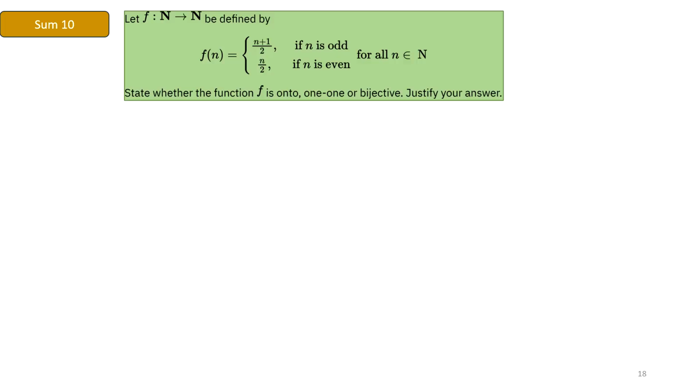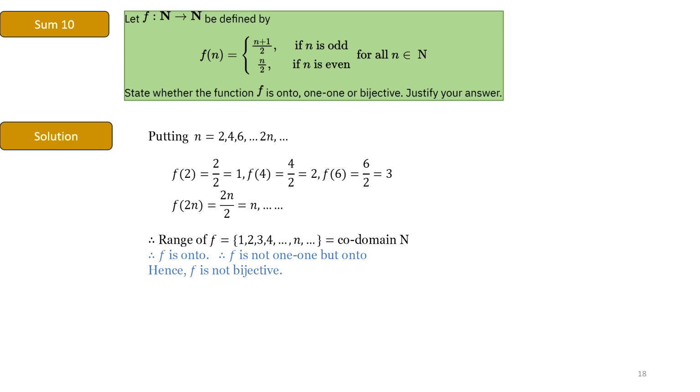If f of n equals n plus 1 by 2 if n is odd and n by 2 if n is even, check whether the function is one-one, onto, or bijective. The function lies in the set of natural numbers. Similar to the logic applied in the previous slide, if we put n equals 2, 4, 6, and eventually the set of all even numbers, f of n is the set of all natural numbers, which again denotes that the range of this function and the codomain are equal. Based on these two assertions, we can say f is an onto function.